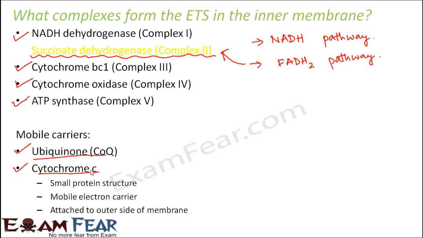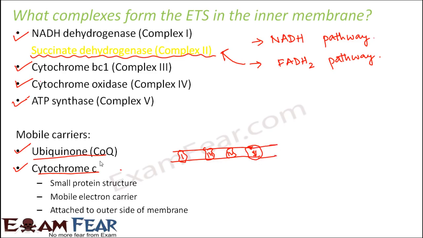Now cytochrome C is a small protein structure, and most of the complexes which I am talking about here are complex protein structures. So this is attached to the outer side of the membrane. If you look at the membrane, towards the outer side, this is attached. Let us suppose this is the inner mitochondrial membrane, and you have all these complexes. Let us suppose this is complex 1, this is complex 3, this is complex 4, this is complex 5. Let us suppose this is how the complexes are present on the inner membrane.